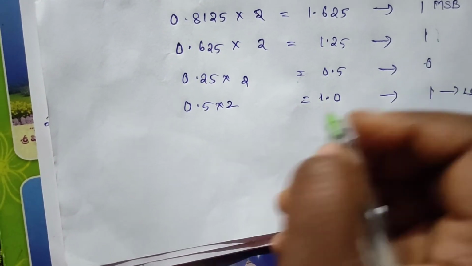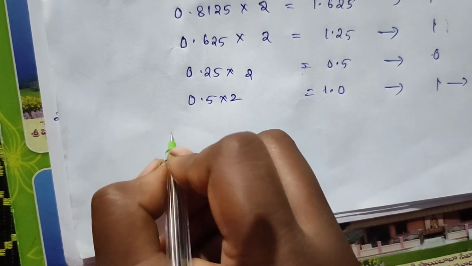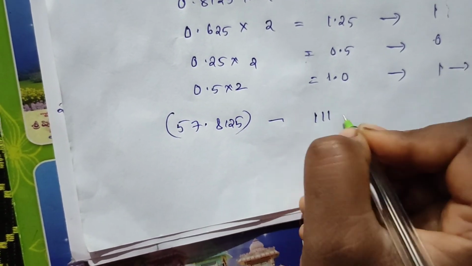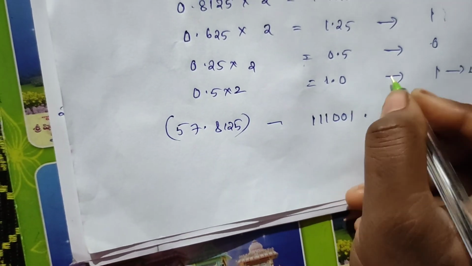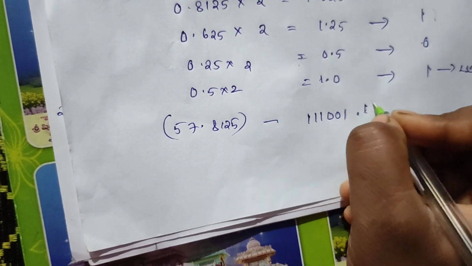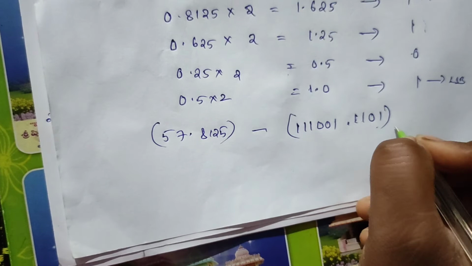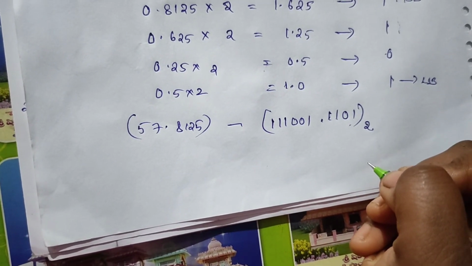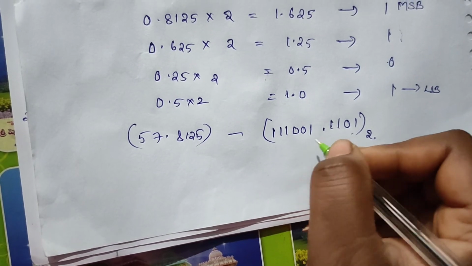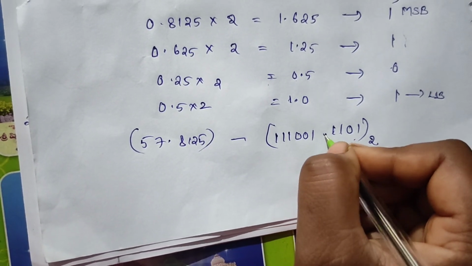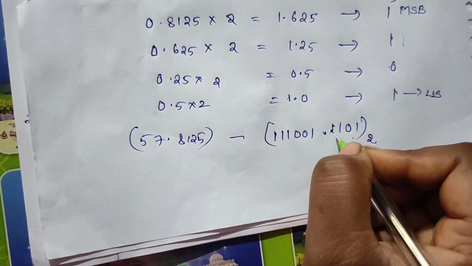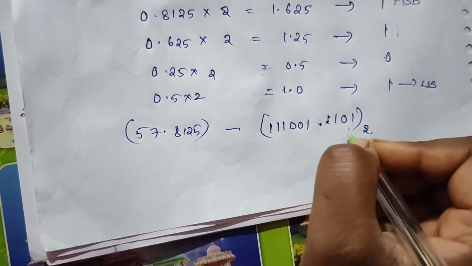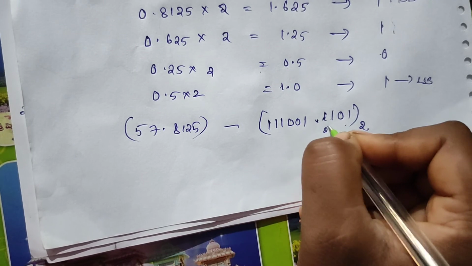First obtained carry is MSB, last carry is LSB. Note down from MSB to LSB. So the total binary conversion of this decimal number with fractional part is 111001.1101. You can also check whether it is correct or not. So how to check? After the decimal point you got 1101 as the binary equivalent for 0.8125.